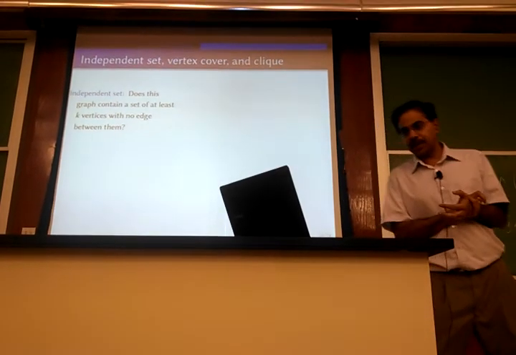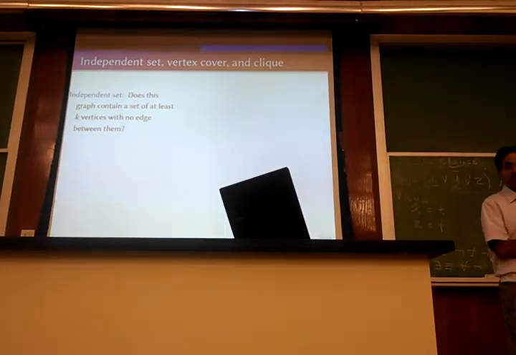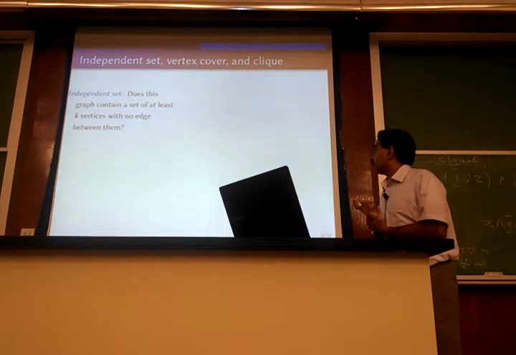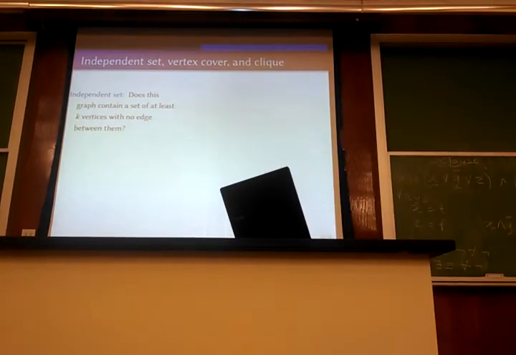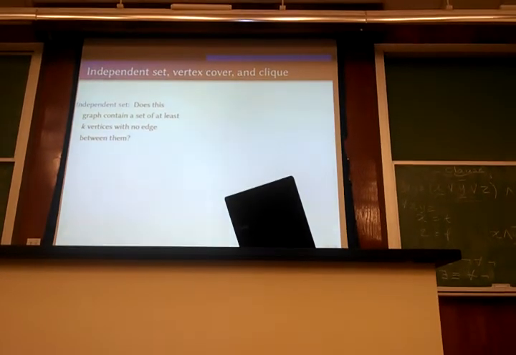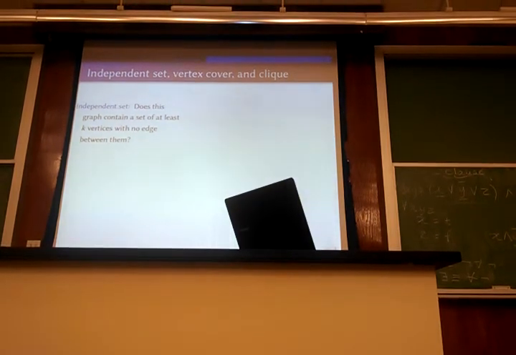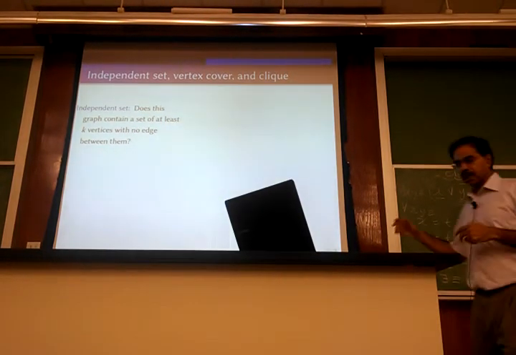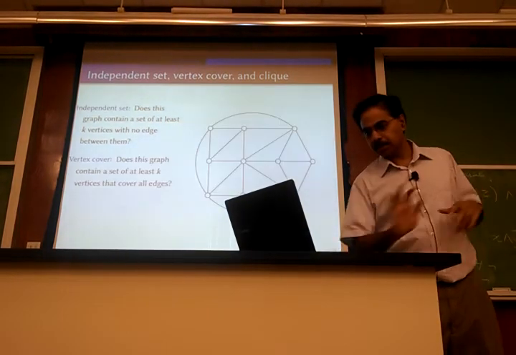Okay? Independent set is another hard problem. What's an independent set? Does this graph contain a set of at least k vertices with no edges in between them? Okay, so the notion of independence is no edge in between them. So can I find a sufficient number of vertices that are not connected to each other? Okay, and again, this is a hard problem.